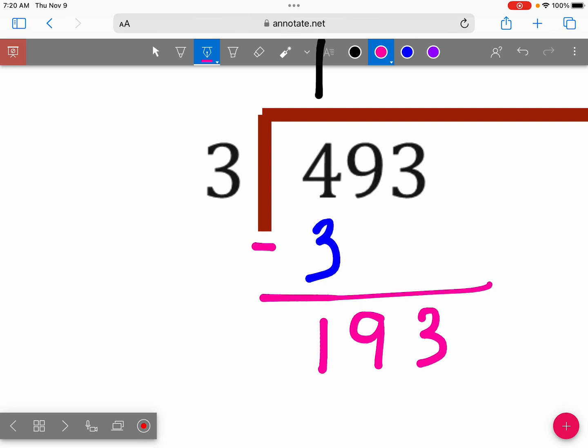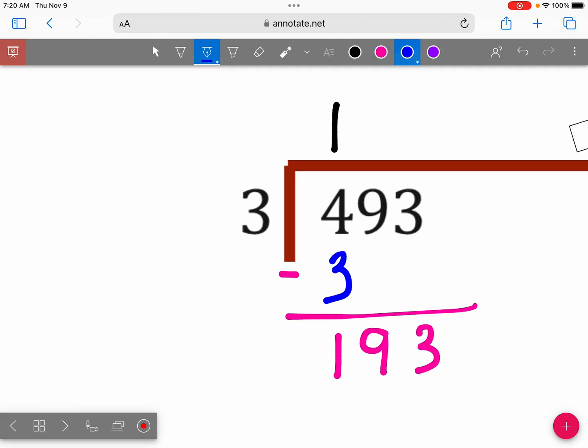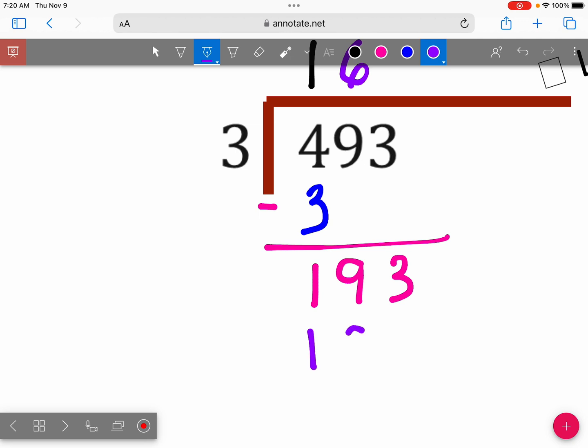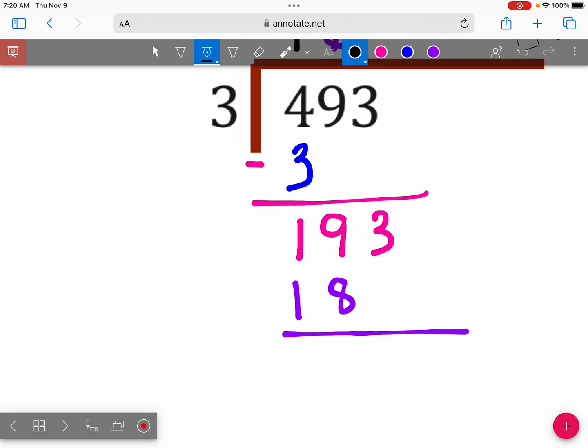But since 3 doesn't go into 1, now we check into 19. How many times does 3 go into 19? 6. So we have 6, and then we do 6 times 3, which is 18. And we subtract that. We get 13.